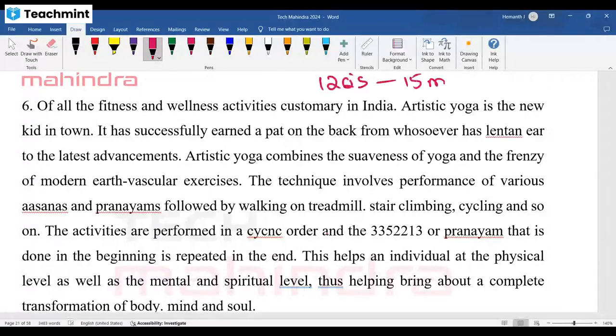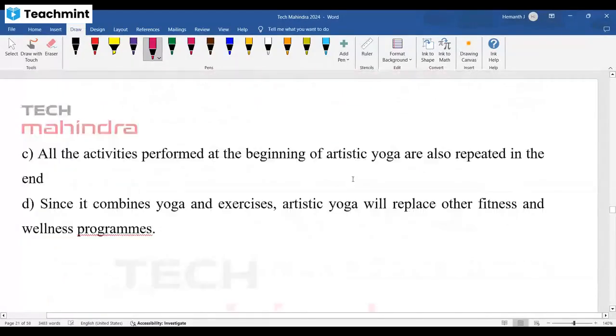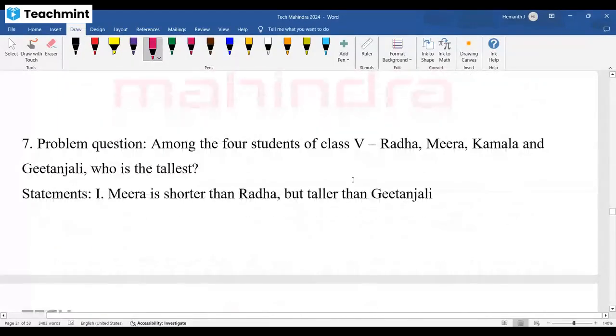Generally, this type of question they give in the last two. You have 12 questions, right? They put this type of question in 10, 11, 12, as it takes time.